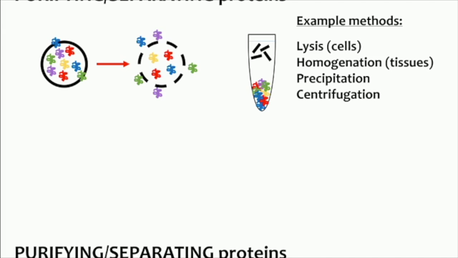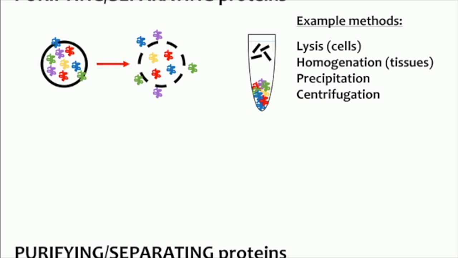So example methods, like I said: lysis, meaning breaking cells open if you're using cells. Homogenization, if you're using tissue, so you can take a whole tissue, break that apart and get proteins out that way. Precipitation: you can add certain chemicals to the solution to make the proteins actually fall out of solution. It's mostly if you're doing huge amounts of tissue, and you spin them down in a very large centrifuge. But yeah, centrifugation, getting the proteins separated from everything else you don't want.